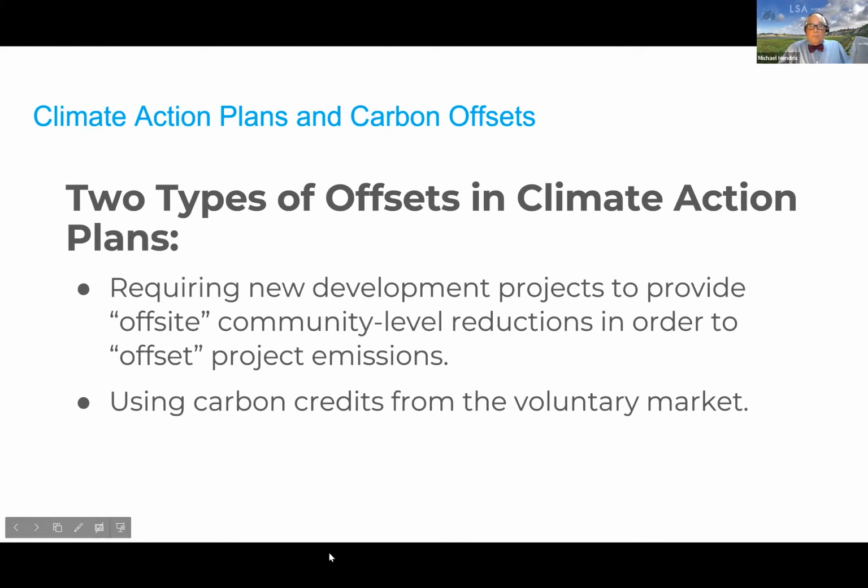There are two types of what we call offsets: the formal offsets that John just went through, and a more informal type. People often call them offsets, but they would be implementing community level reductions off-site of a project, but within a climate action plan. These two types of carbon offsets are typical in a climate action plan, and I'll go through some examples of both types. We'll start with the off-site community level reductions. Next slide.